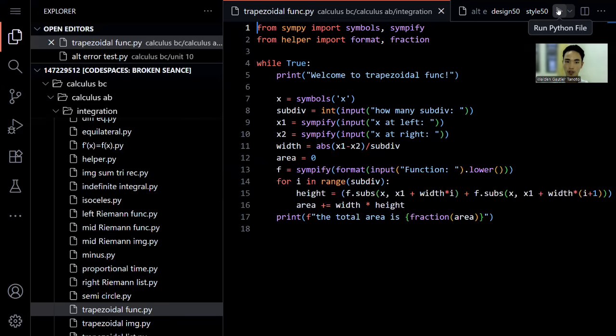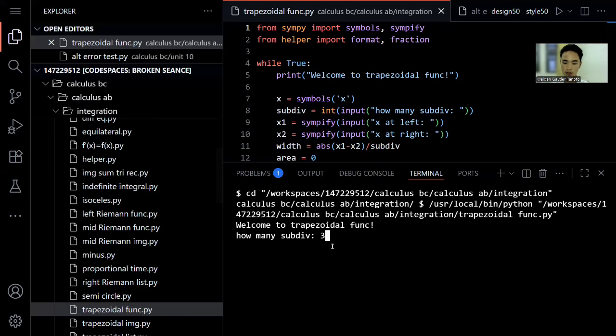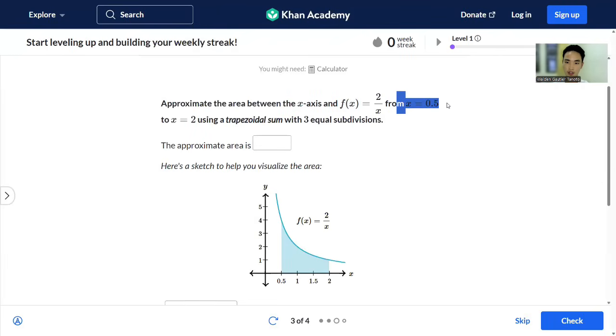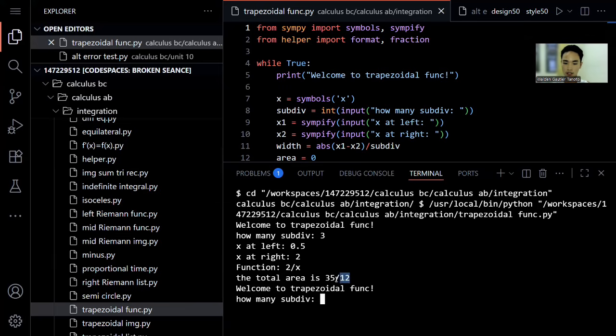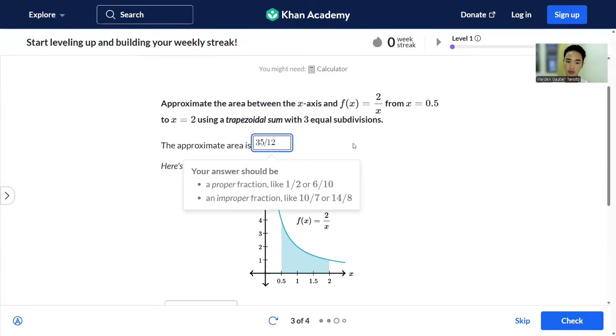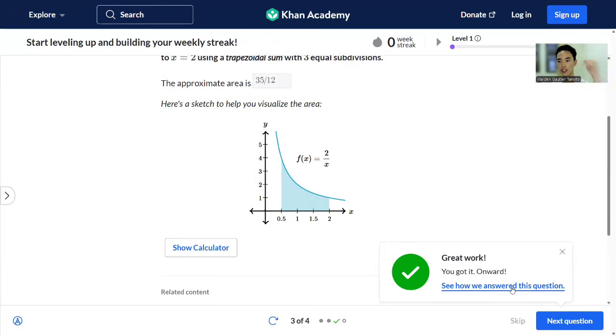Now I'm going to prove the trapezoidal function program. 3 equal subdivisions. 0.5 is x at the left. 2 is x at the right. The function is 2 divided by x. The total area is 35 out of 12. Now let's see if it's correct. Yay, it's correct again.